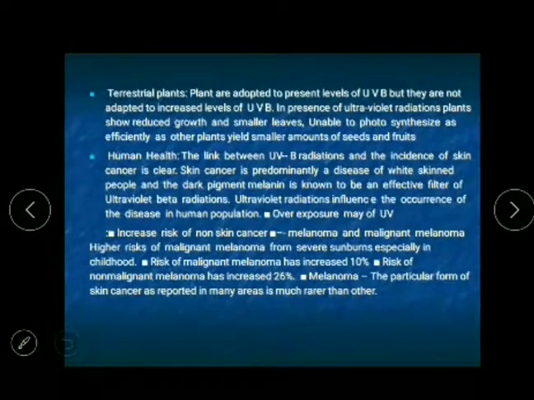Then impact on terrestrial plants. Plants are adapted to present levels of ultraviolet B, but they are not adapted to increased levels of ultraviolet B. In the presence of ultraviolet radiation, plants show reduced growth and smaller leaves, are unable to photosynthesize as efficiently as other plants, and yield smaller amounts of seeds and fruits.